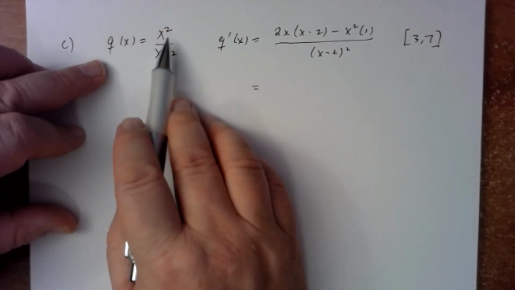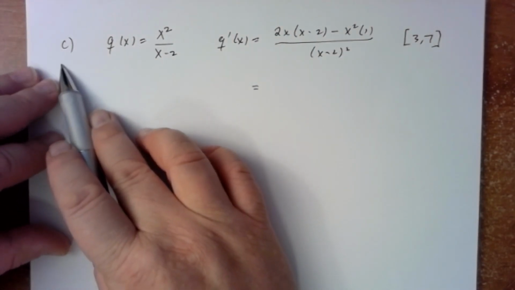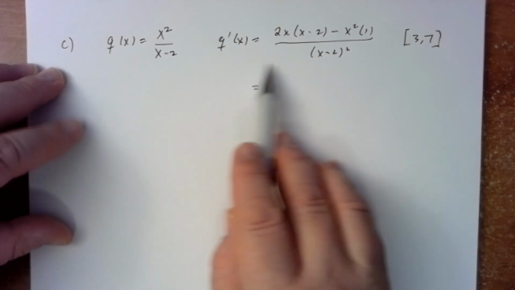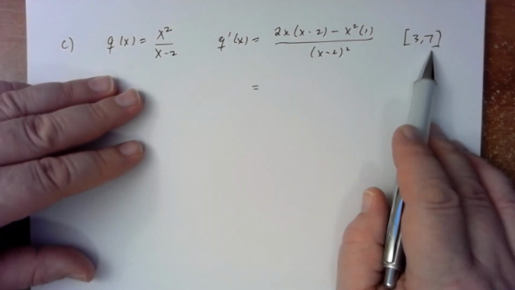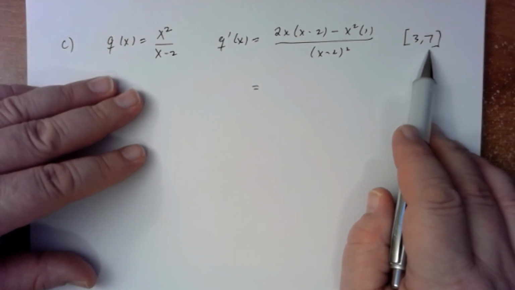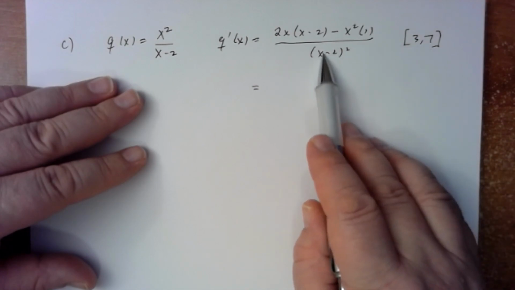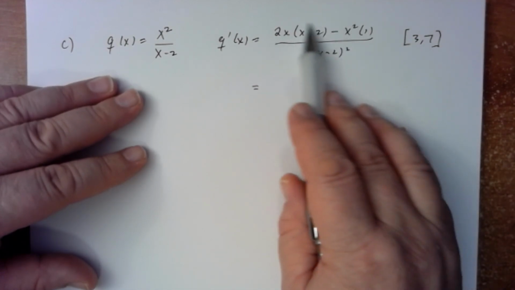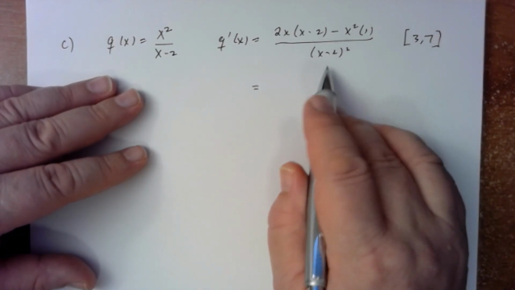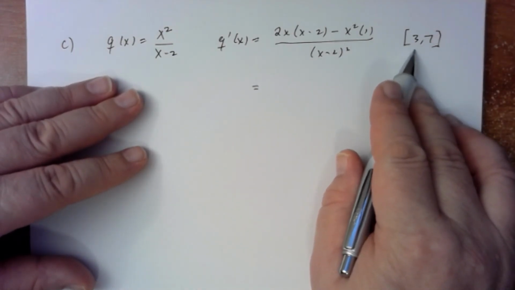So we have q of x is x squared over x minus 2. This is 1c, or activity 3.3.3, part C. And we're on the interval from 3 to 7, and we want to get the global maximum on the interval. Okay, so I've already started the derivative by using the quotient rule. And so let's go ahead and simplify that. We're trying to find the critical points for our interval.